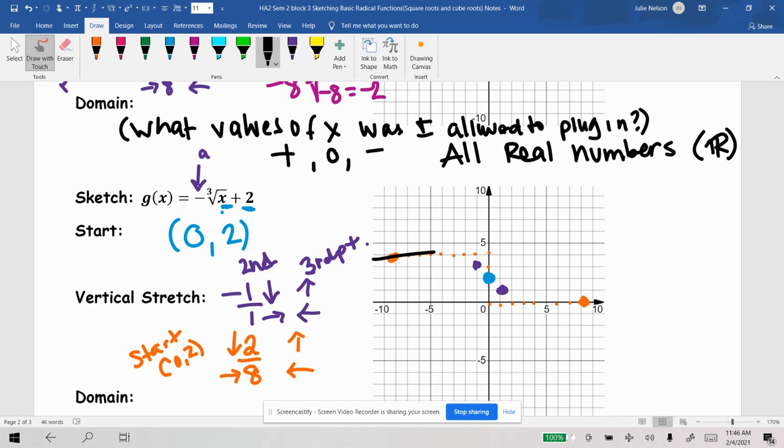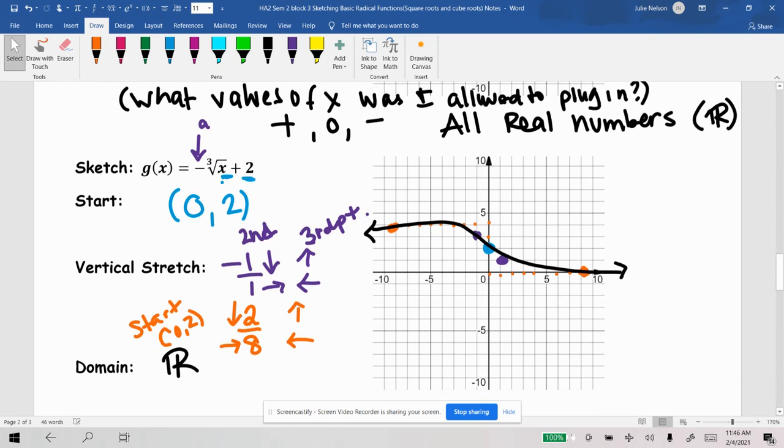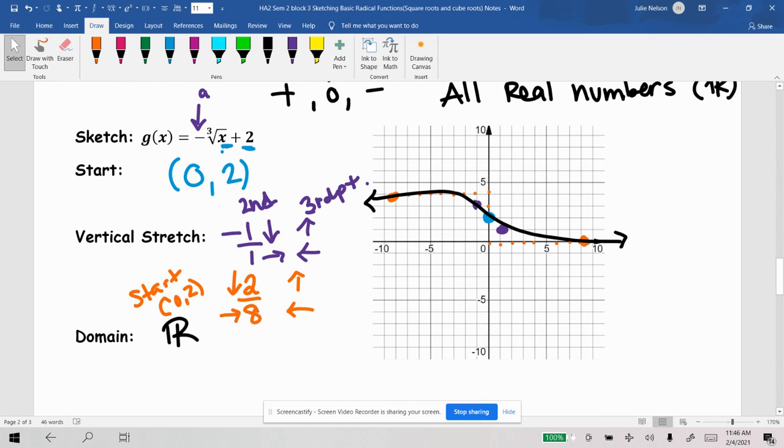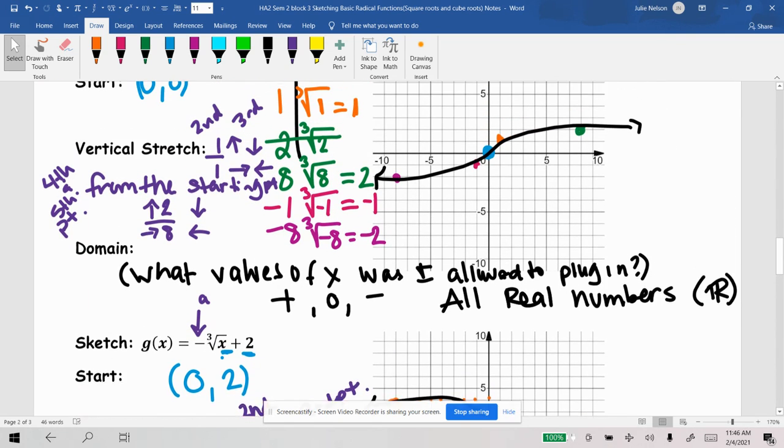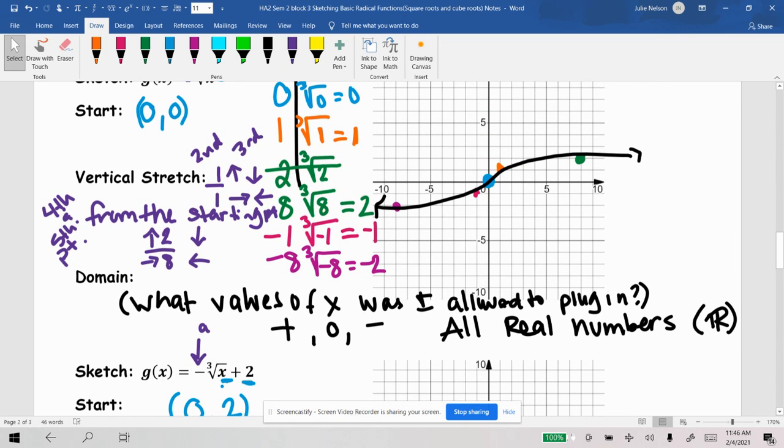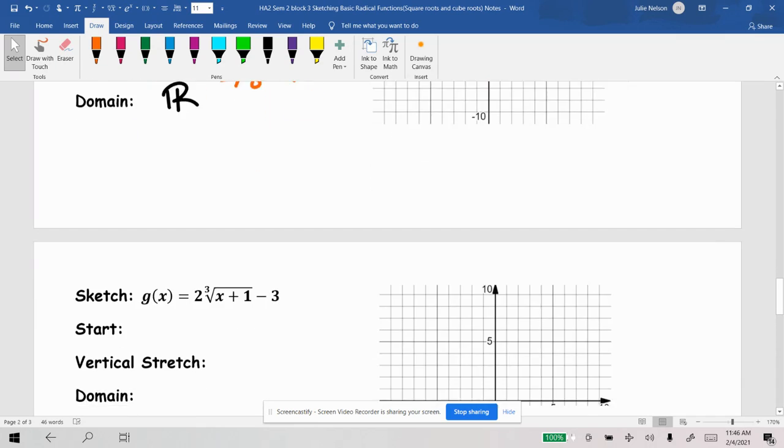And the domain for cubed root functions is always all real numbers because there's not any restrictions on what I can plug in for x and what I can plug in for y. Now notice that right arm is going down to the right because it starts with a negative versus the previous problem where the right arm goes up to the right because it started with a positive.